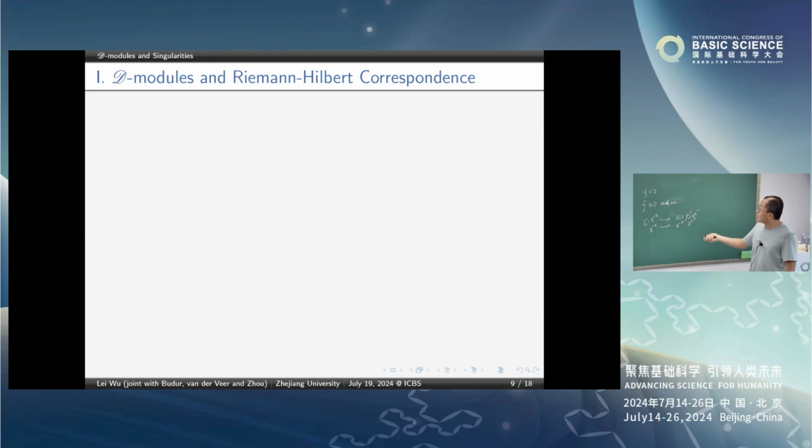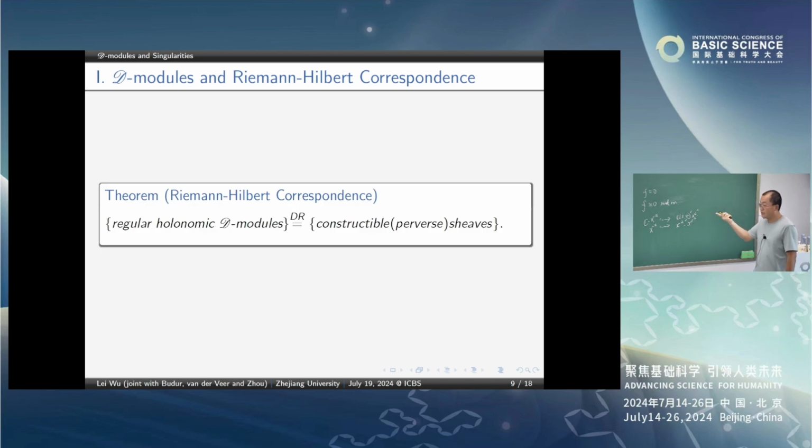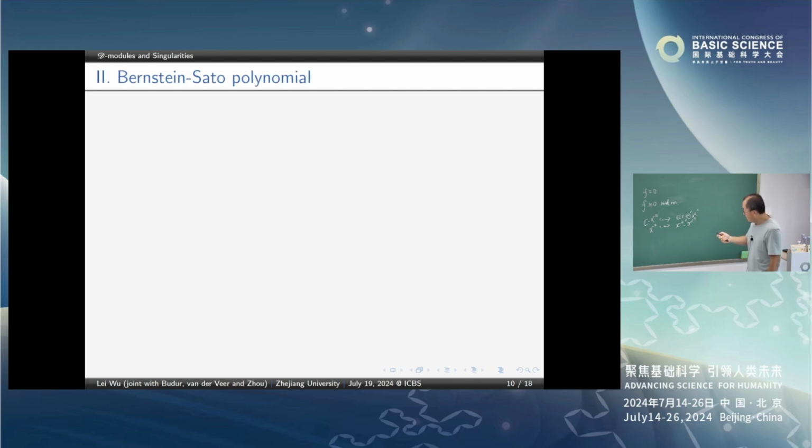Okay, so in general, from this example, we see the regular Riemann-Hilbert correspondence. For regular holonomic D-modules, if you use the de Rham functor or the solution functor, then we get all the perverse sheaves. Next, we're going to use D-modules to get Bernstein-Sato polynomials, so that we can generalize the example I just showed you.